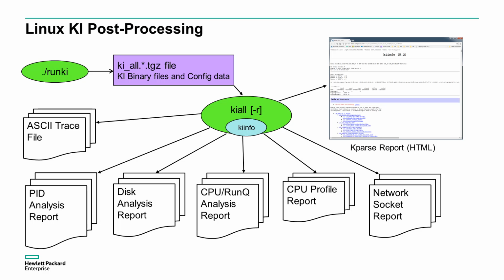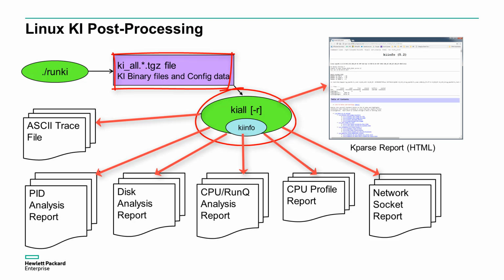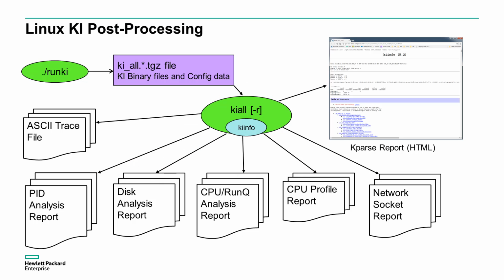Recall from earlier sessions that the LinuxKI script is used to produce a LinuxKI trace dump, which is packaged into a gzip tar file along with the configuration data and other supplemental files. The KI all script is then used to extract the files and produce a set of default reports. The ASCII trace file was discussed in part 4 of this series. With the exception of the kparse HTML-based report, the remaining files are simply text-based files and can be viewed using a common text editor or viewer such as VI. In this session, we will focus on the PID Analysis Report.